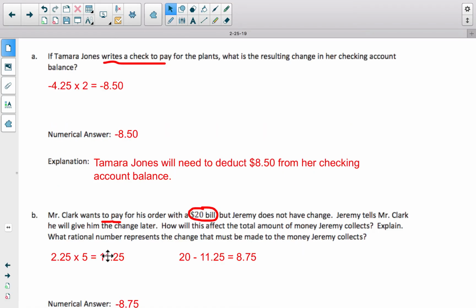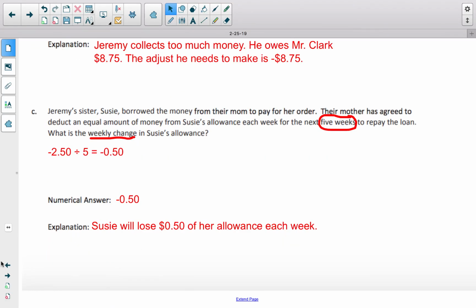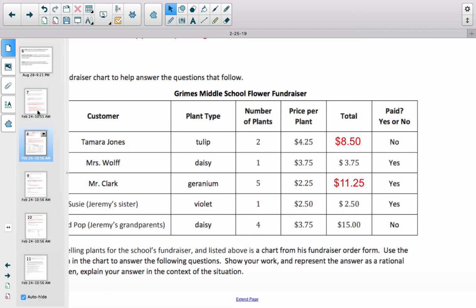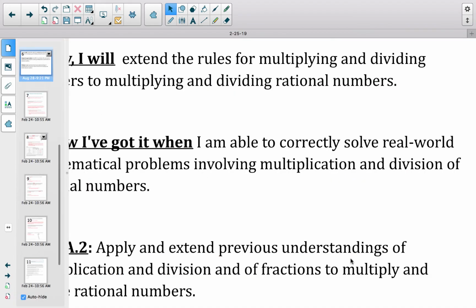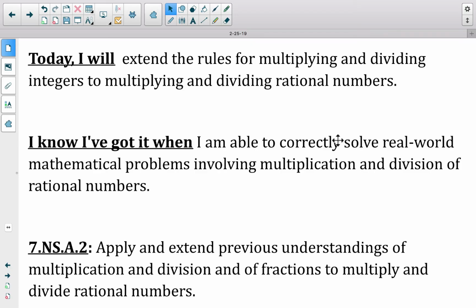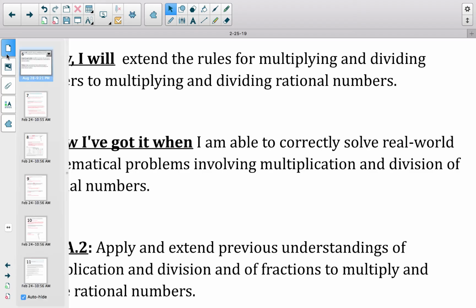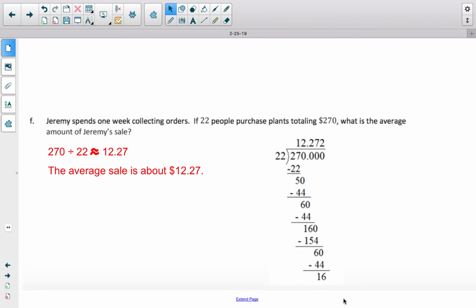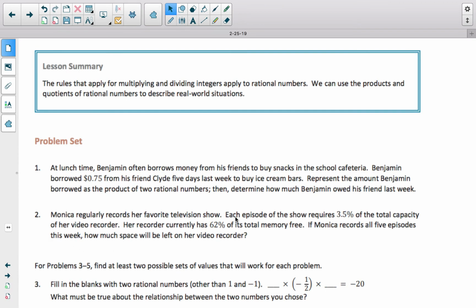This really tests your ability to understand negatives, rational numbers, and multiplication and division. So if we go back to our original goal here, remember, our goal is to be able to correctly solve real-world mathematical problems involving multiplication and division of rational numbers. So if you were able to handle exercise 3, you're on a pretty good path before we even look at the problem set.